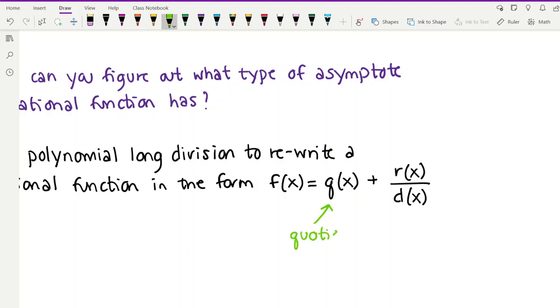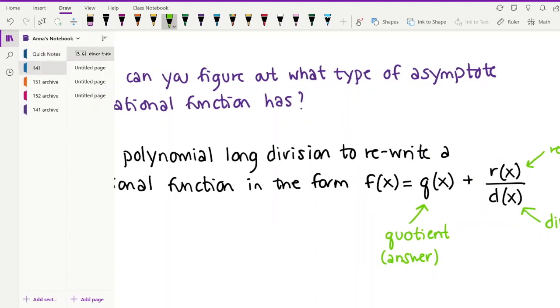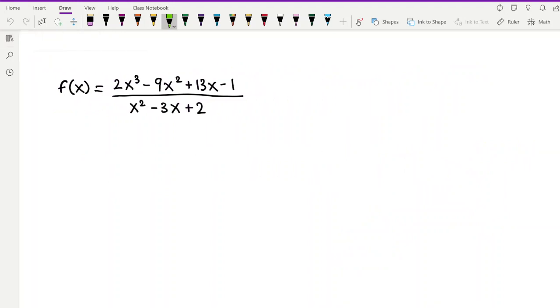So the quotient is basically the answer. If you're doing long division, the number that you get as your answer is called the quotient. This r of x is your remainder. And d is your divisor, the polynomial that you're dividing by. We'll see how that plays out in an example in a second. Okay, so let's start with the first function that we looked at. This was the one graphed in red. We should see that this has a linear asymptote.